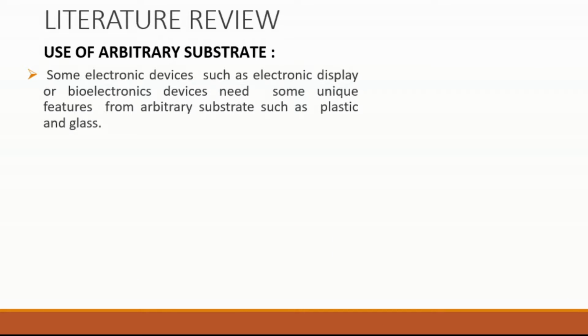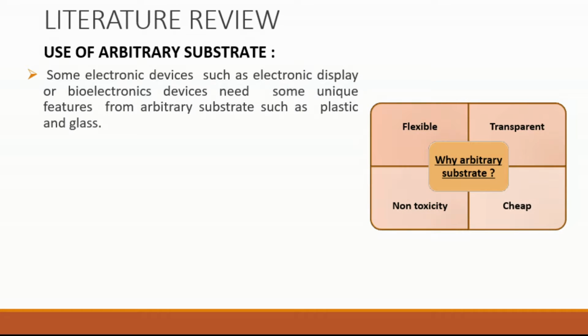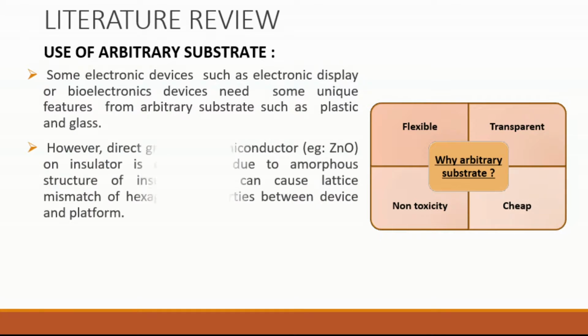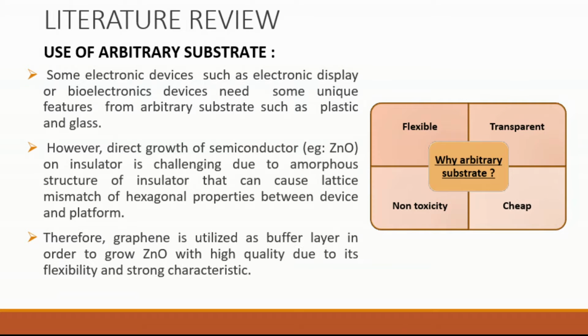As we know, some electronic devices such as electronic displays or bioelectronic devices will need some unique features from arbitrary substrates such as plastic and glass. The reason we use these arbitrary substrates is because of their advantages such as being flexible, transparent, non-toxic, and also cheap. However, direct growth of the semiconductor on an insulator is quite challenging due to the amorphous structure of the insulator itself, which can cause lattice mismatch of hexagonal properties between the device and platform. Therefore, graphene is utilized as the buffer layer in order to grow zinc oxide with high quality, due to its flexibility and strong characteristics.